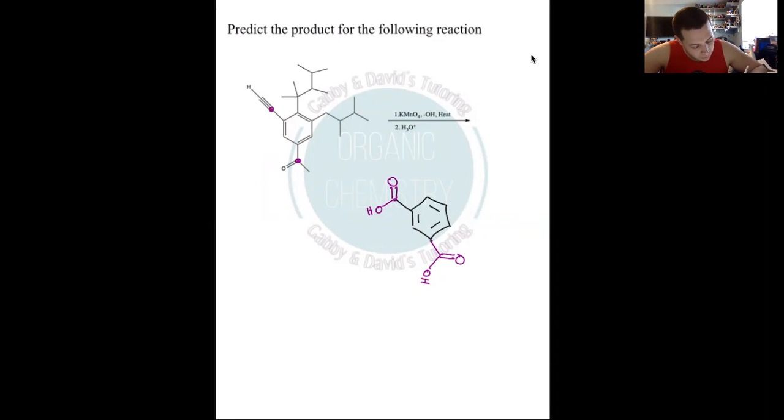For the carbon chain on the right side, we have at least one benzylic hydrogen. So we're going to chop off the rest of the chain and just make this last carbon become a carboxylic acid. All right, now the chopped chain, we do not have any benzylic hydrogens, so we cannot change this at all, and we're going to keep it the same.